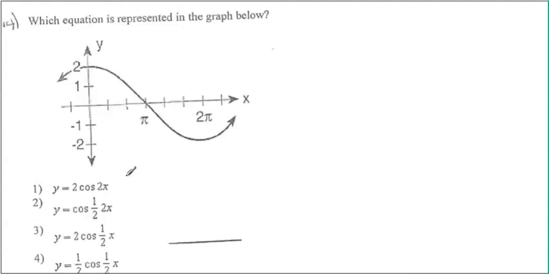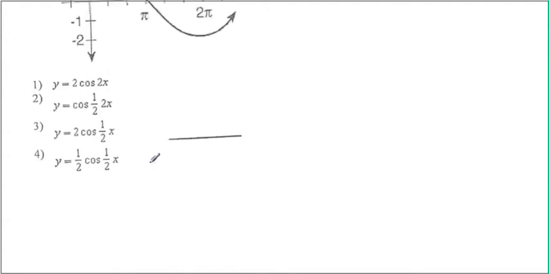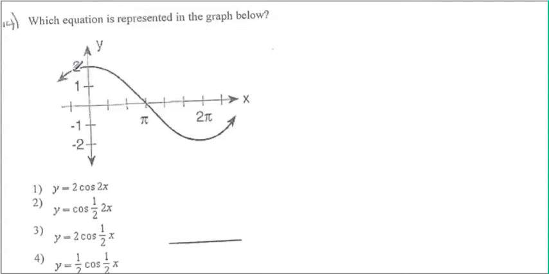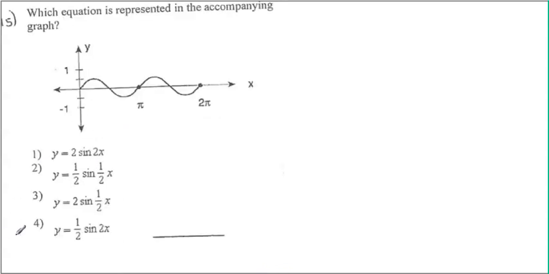How about here? It looks like cosine, but we only have half the cycle between 0 and 2 pi. So we have to have 1/2 as the coefficient of x, which means we are looking at choice 3 or 4. But the highest point and lowest point are positive 2 and negative 2, which tells us the amplitude is 2. So therefore, choice 3 becomes our answer.